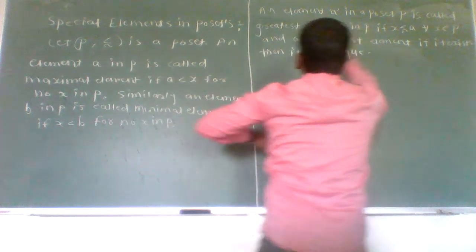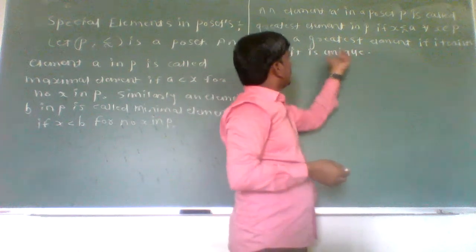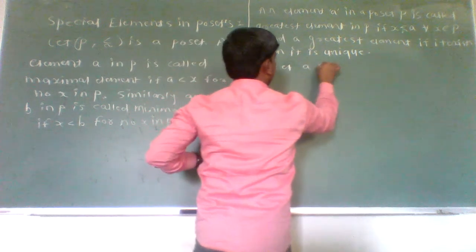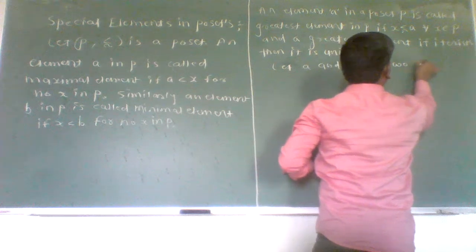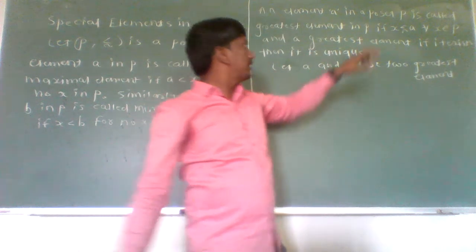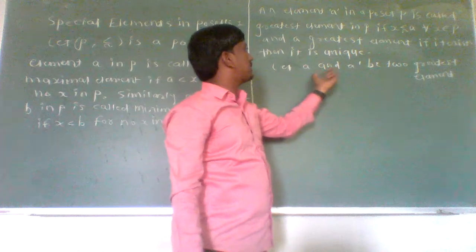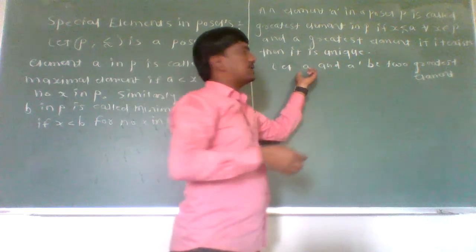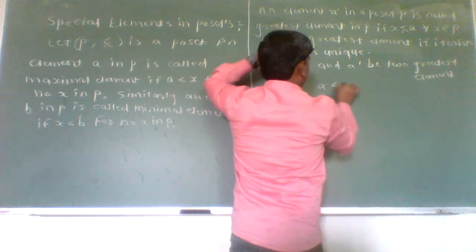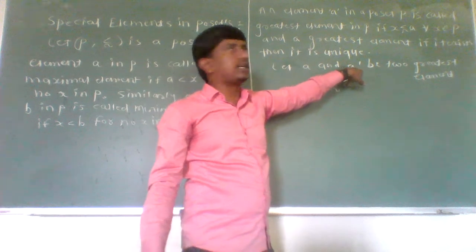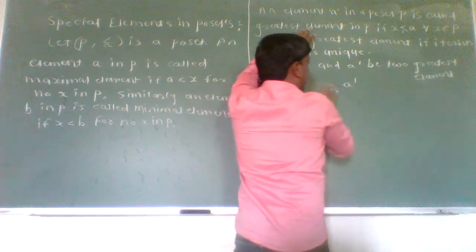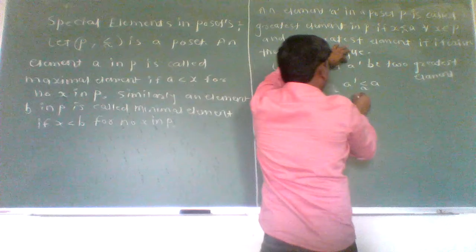Now, a greatest element, if it exists, is unique. If possible, suppose that there are two greatest elements, let a and a dash be two greatest elements. We know that an element in a poset P is called the greatest element if every element of P precedes that particular element. As a is the greatest element and a dash is also a member of that poset, a dash precedes a. Now in the second condition, let us assume that a dash is the greatest element, then a precedes a dash.